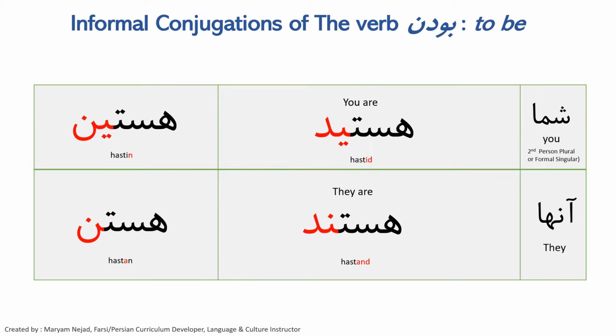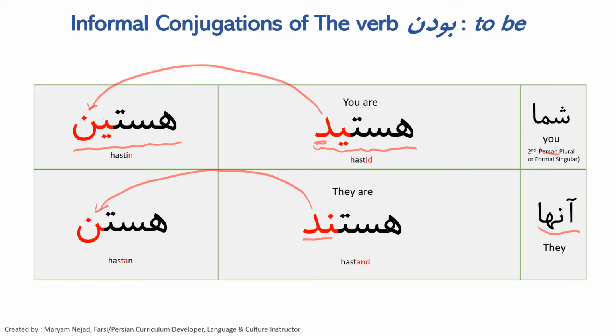The informal conjugations of the pronouns shoma and anha change a little bit. So here we said hastid. In informal language, this dal letter becomes a noon. So hastid is hastin. And for anha, hastand, the whole verbal ending becomes a noon. So hastand becomes hastan.